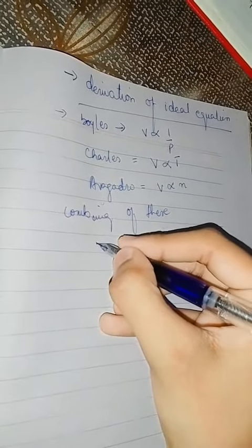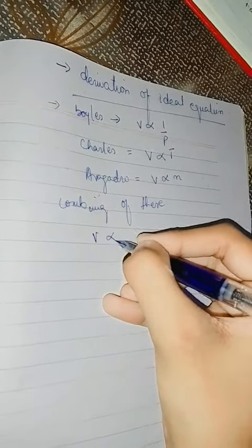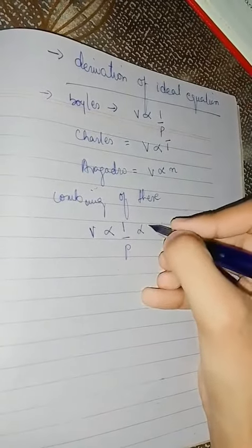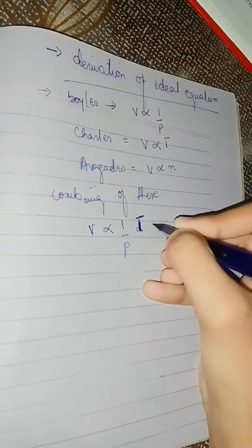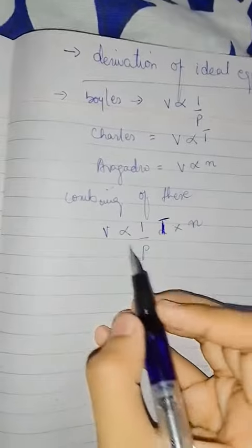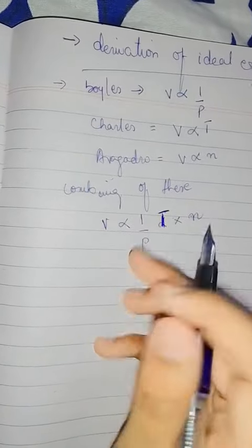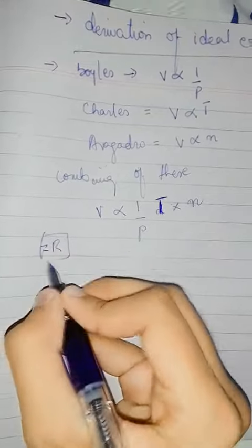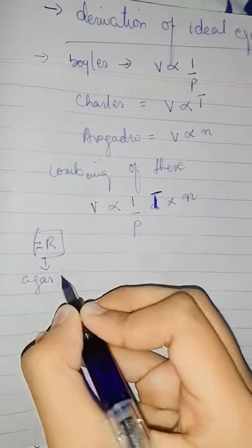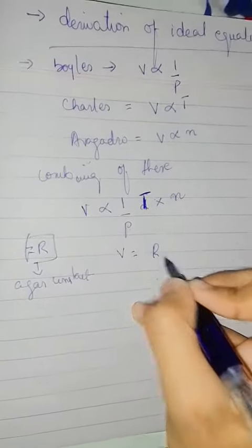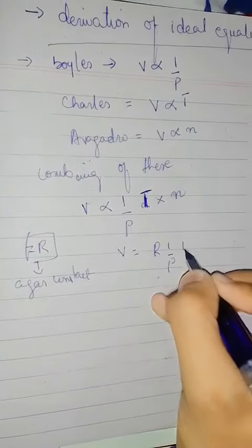So volume is inversely proportional to the pressure, and it is directly proportional to the temperature, and it is also directly proportional to the number of moles. So for removing that proportional sign, we'll be adding a constant, and here the constant of the ideal gas equation will be R. Here R is basically a gas constant. So here V will be equal to R times 1 upon P times T times N.